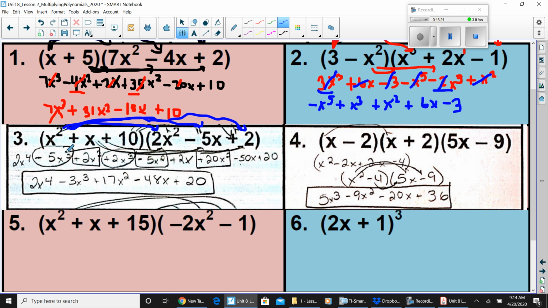Then you move over to this positive x. You're going to distribute this x to the 2x squared, and then x to the negative 5x, and then x to the 2, and you're going to put all the answers. Then you move over to the 10. You do the same thing. 10 times 2x squared, 10 times negative 5x, 10 times 2. And then once you line everything up, you should have 2x to the fourth, minus 5x to the third, minus 3x to the third, plus 17x squared, minus 14x plus 20.